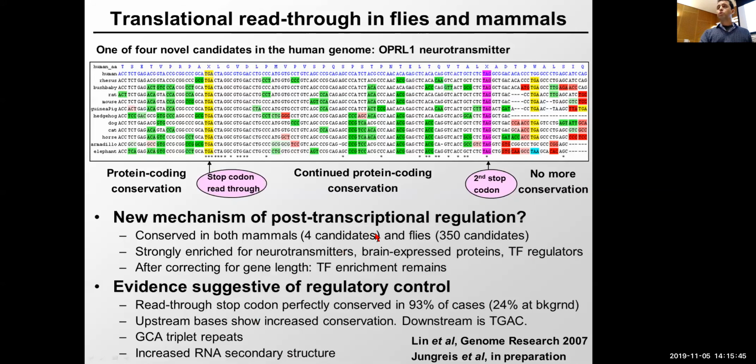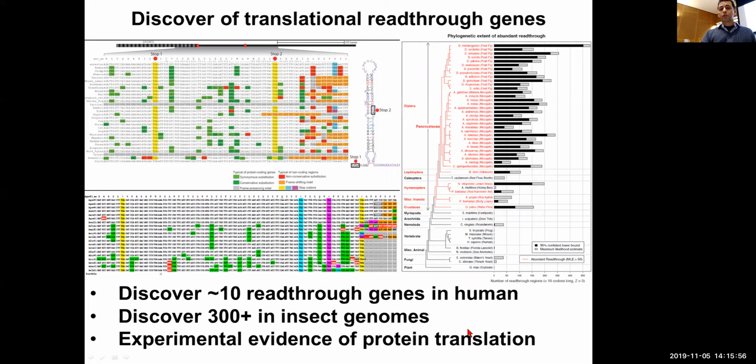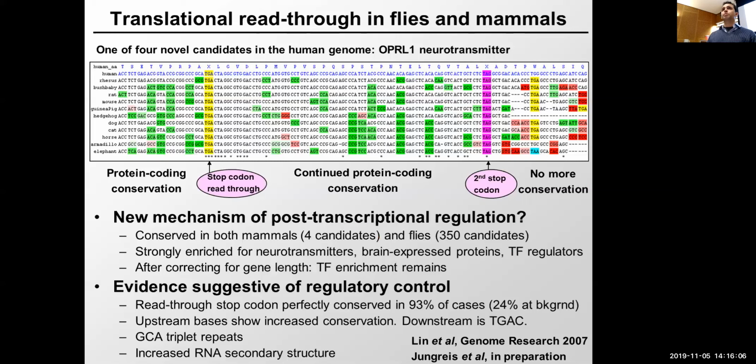So we basically found also experimental evidence of protein translation downstream. And again, this is a completely open field. This is something that was never recognized to be such a prevalent phenomenon before we were able to detect them systematically.